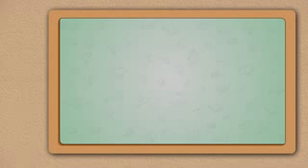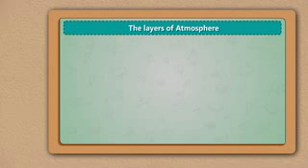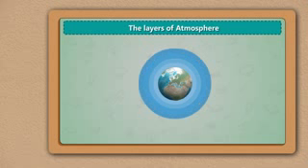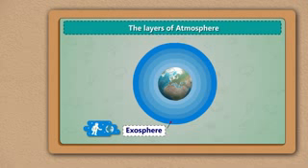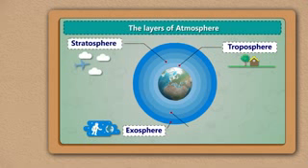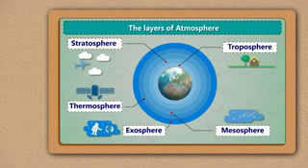Friends, today's lesson is layers of atmosphere. Earth's atmosphere can be divided into 5 main layers, excluding the exosphere. The atmosphere has 4 primary layers, which are the troposphere, stratosphere, mesosphere, and thermosphere.